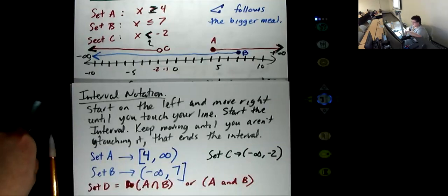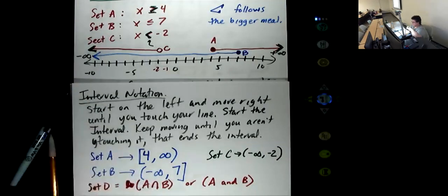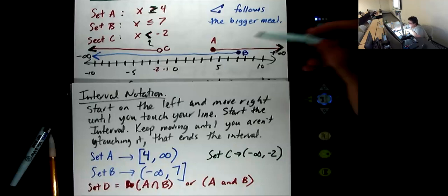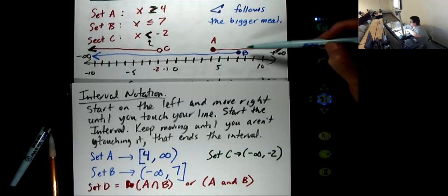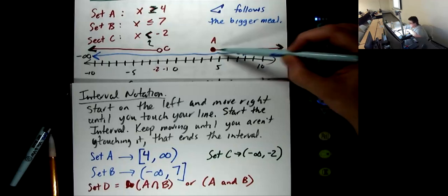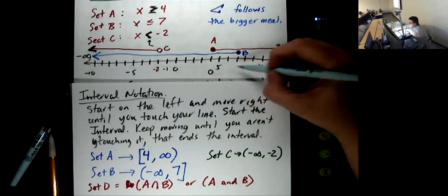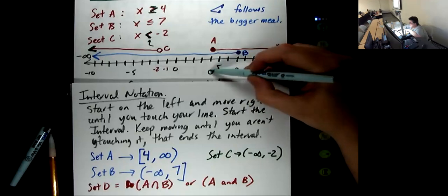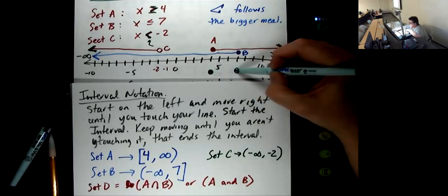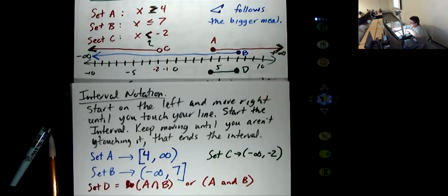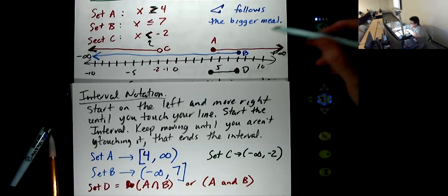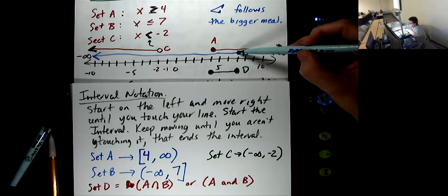So if I look up here on the graph, I'm looking for where both lines are. Both lines are from here to here. And we're going to have solid points for both of them because both lines have the included values. That's going to be my D. That D includes the blue line and the red line.